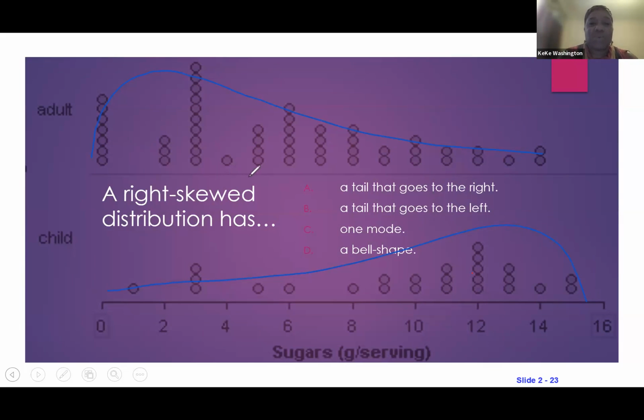So as you can see with the right skewed distribution, can I get everyone to mute, please? Thank you.